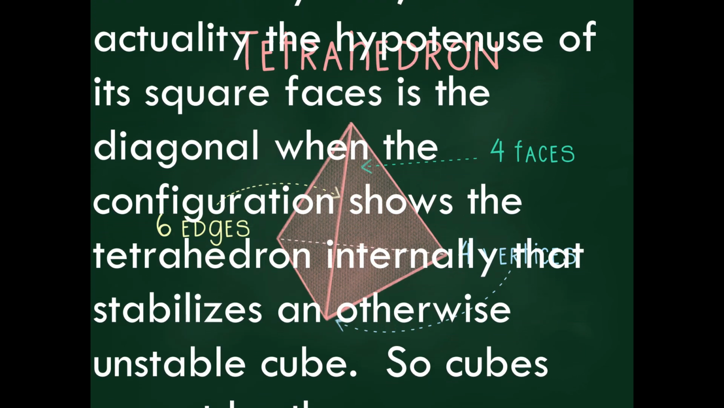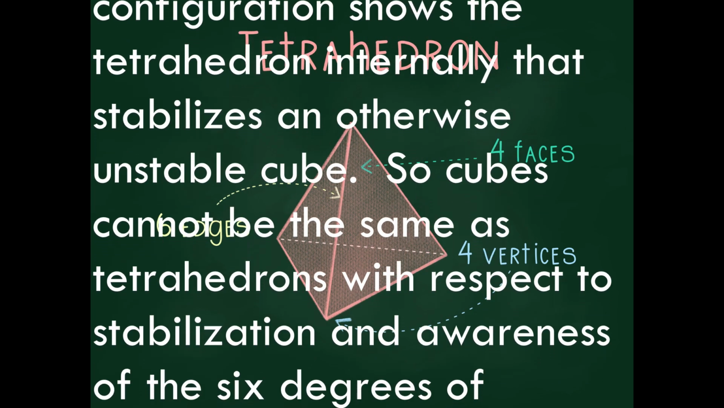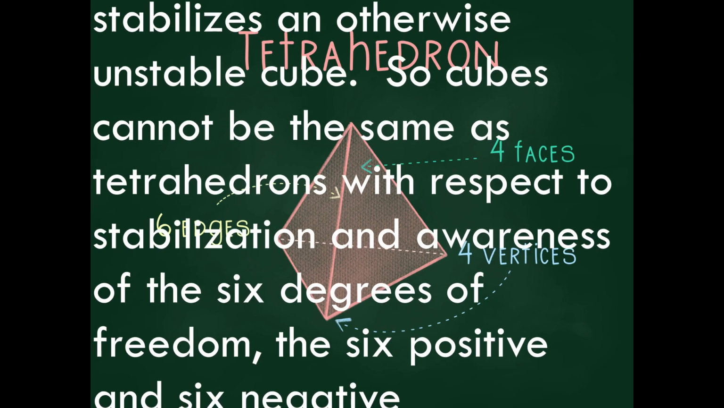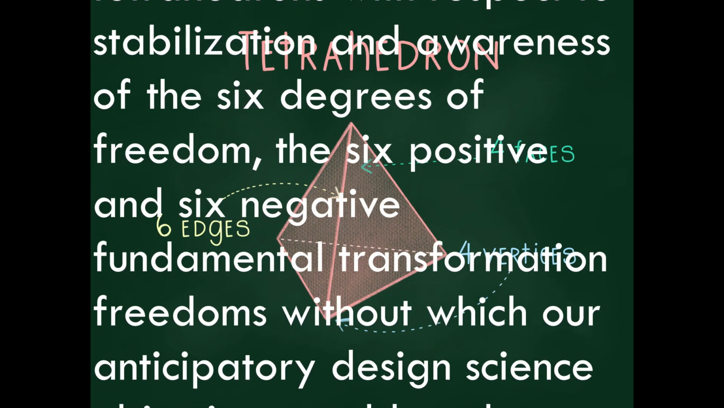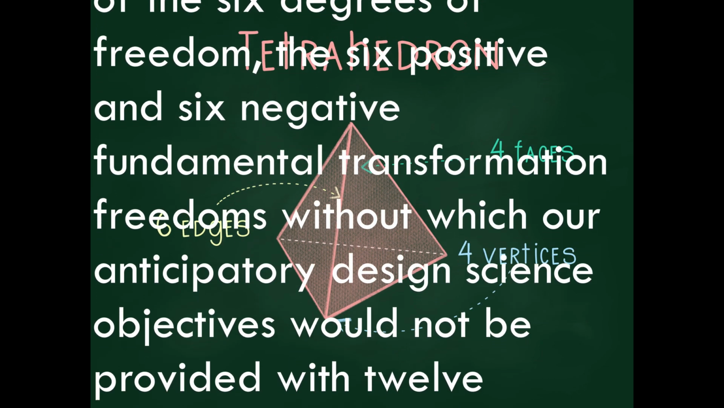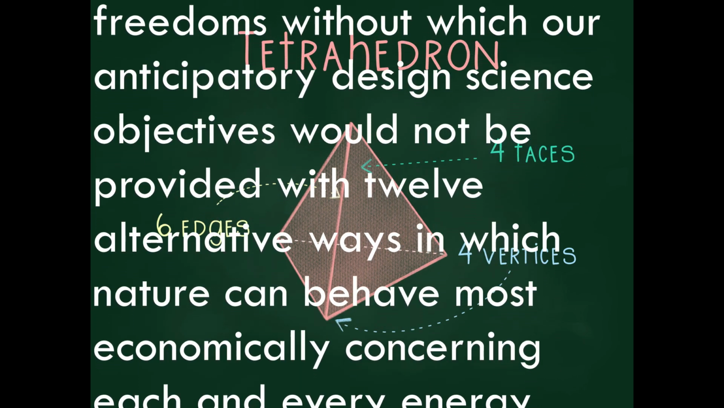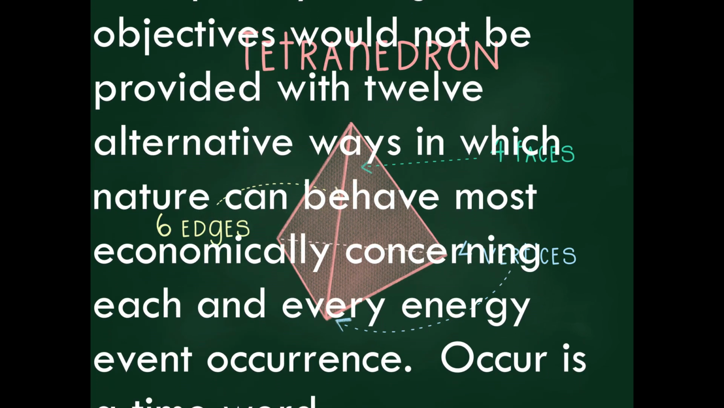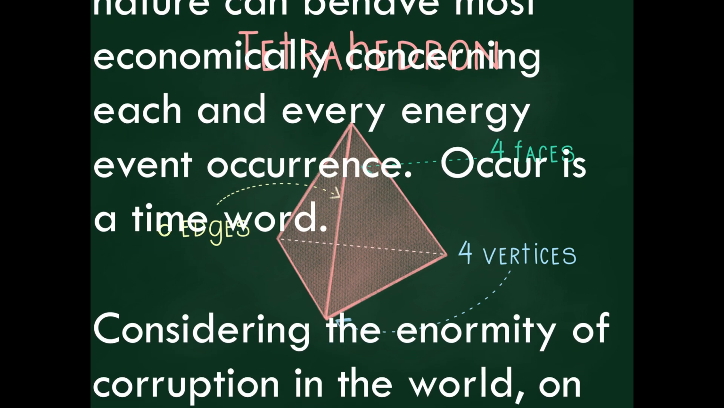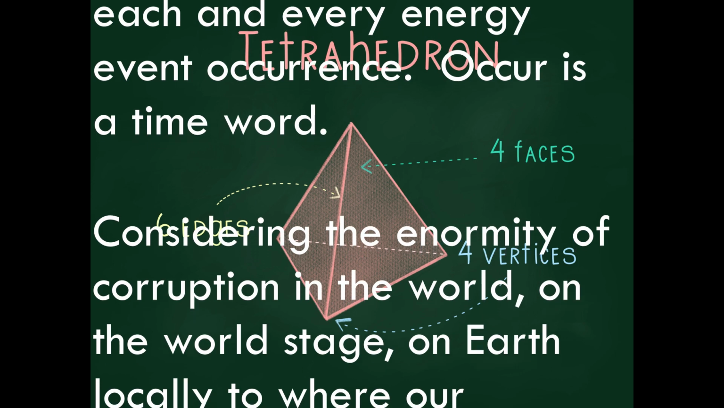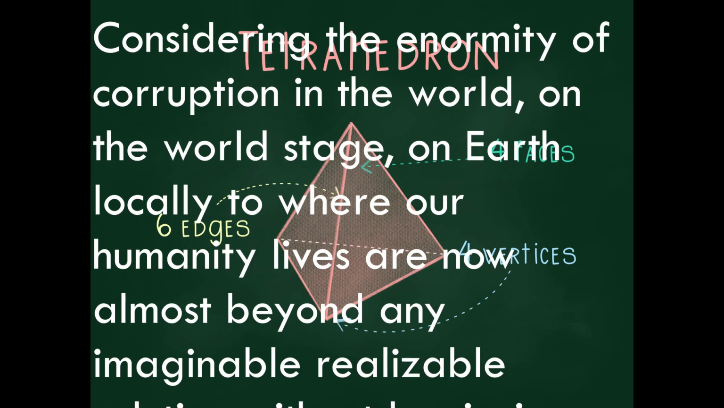502.25. It seems, though, that the cube is overemphasized as a structural system, but in actuality, the hypotenuse of its square faces is the diagonal when the configuration shows the tetrahedron internally that stabilizes an otherwise unstable cube. So cubes cannot be the same as tetrahedrons with respect to stabilization and awareness of the 6 degrees of freedom, the 6 positive and 6 negative fundamental transformation freedoms, without which our anticipatory design science objectives would not be provided with 12 alternative ways in which nature can behave most economically concerning each and every energy event occurrence. Occur is a time word.